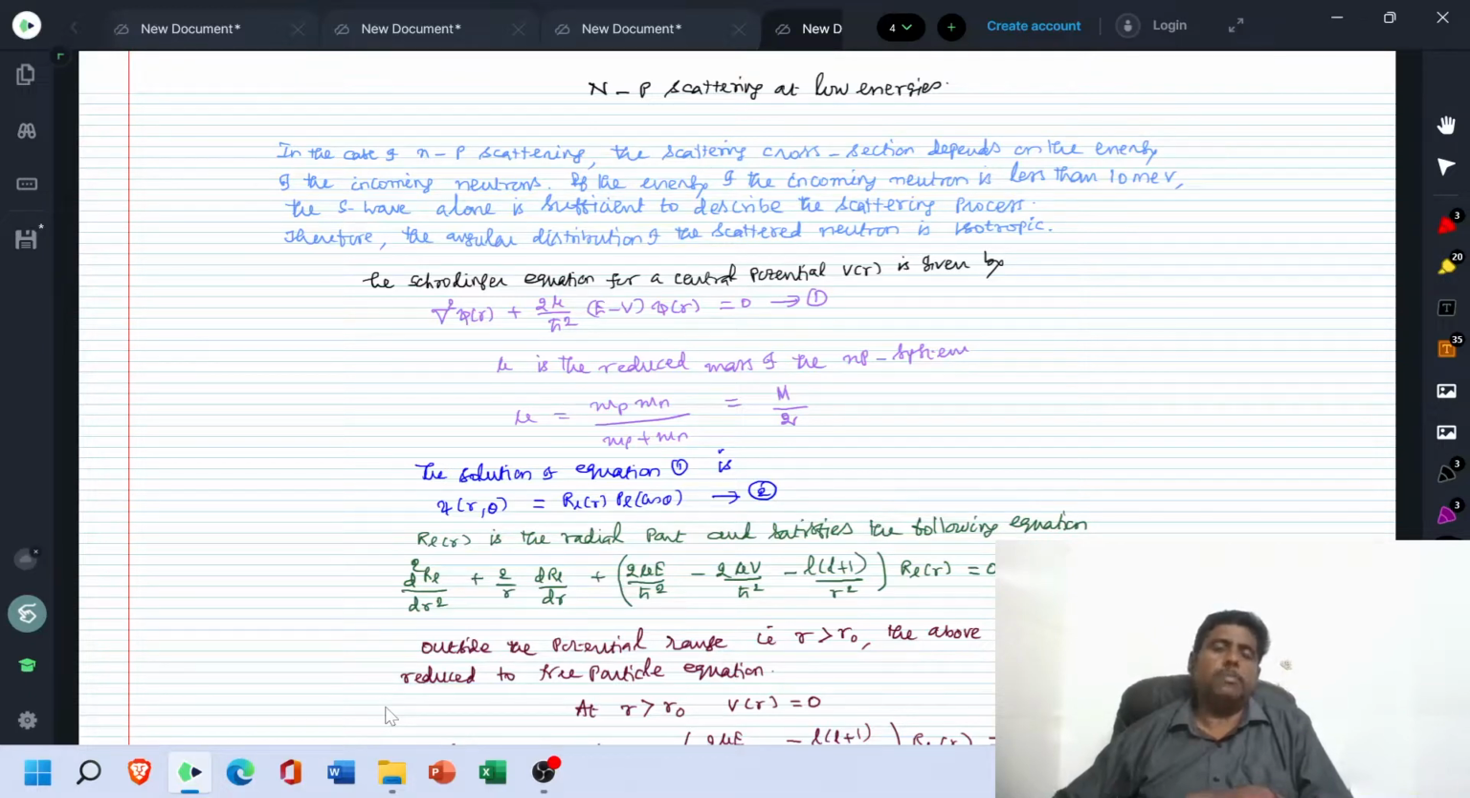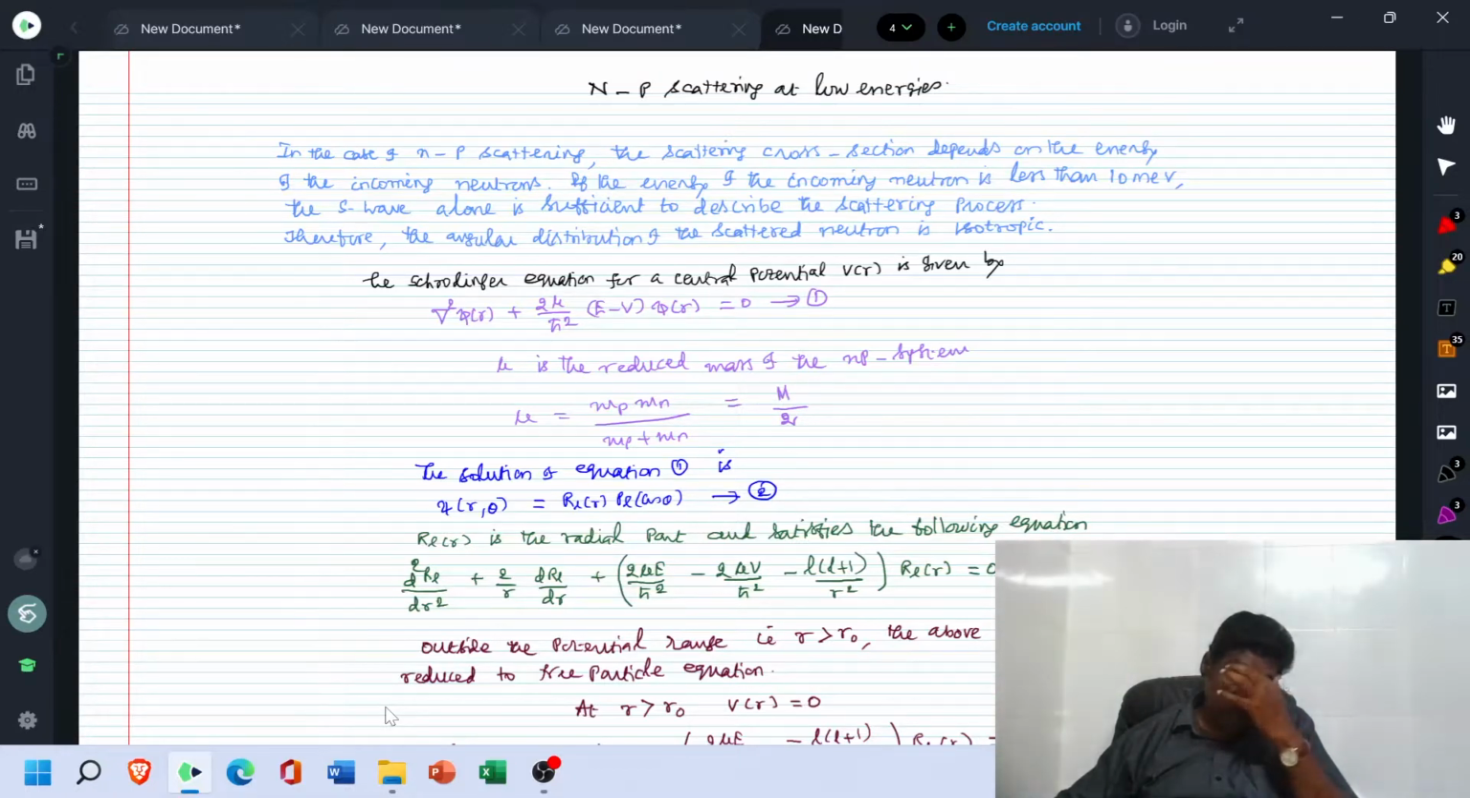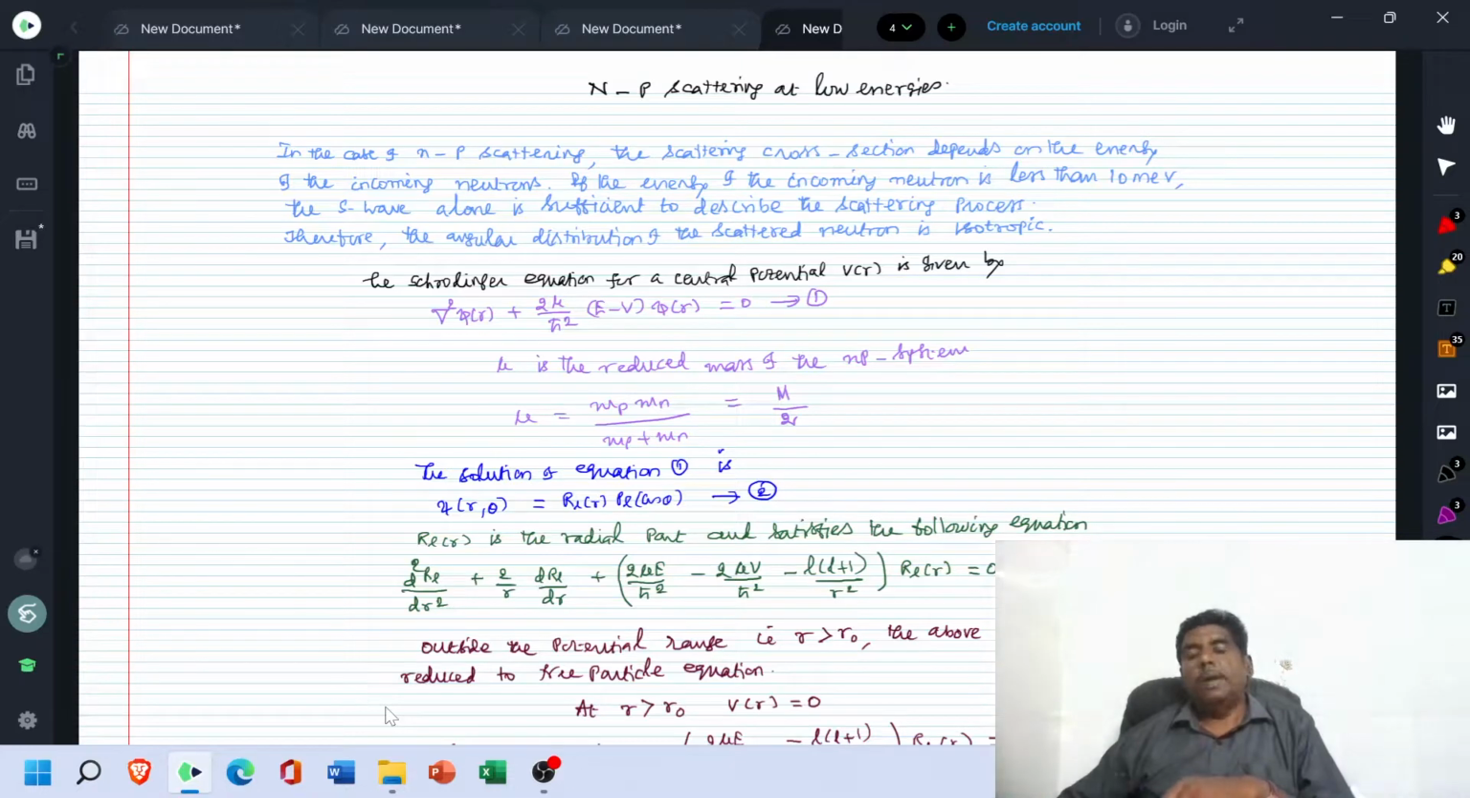sigma of theta equal to the absolute square of f of theta. Once the differential scattering cross section sigma of theta is known to you, we can estimate the total scattering cross section. Sigma total is equal to 2 pi times the integral of sigma of theta sin theta d theta.